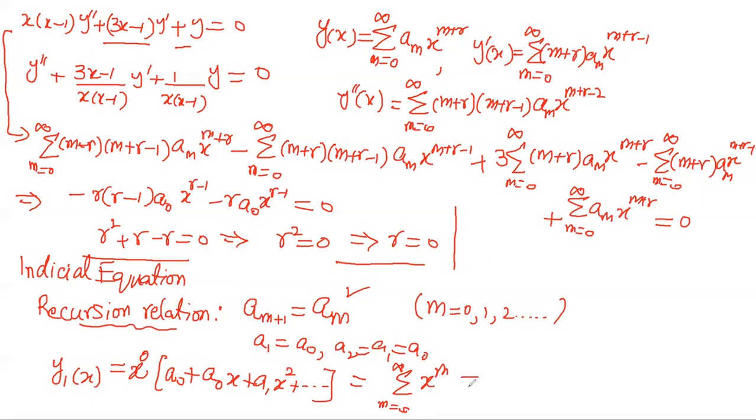And we know that this type of power series is the power series for a geometric series, 1 over 1 minus x, where the absolute value of x is less than 1. That means the value of x should be less than 1, only then this series will converge. So we get one solution as 1 over 1 minus x.